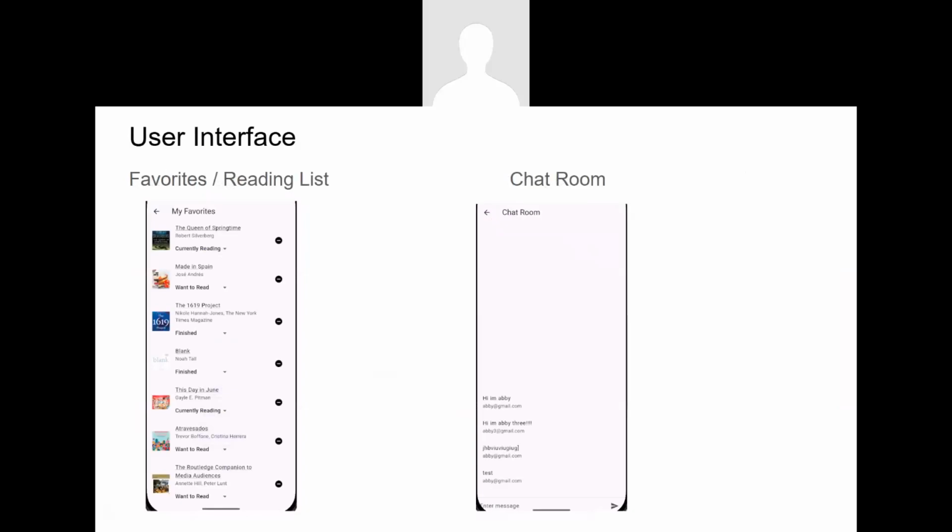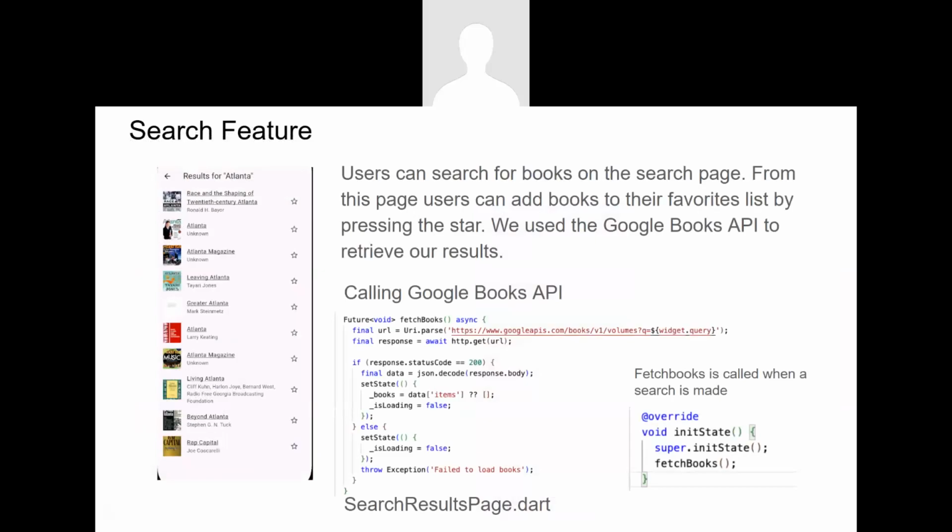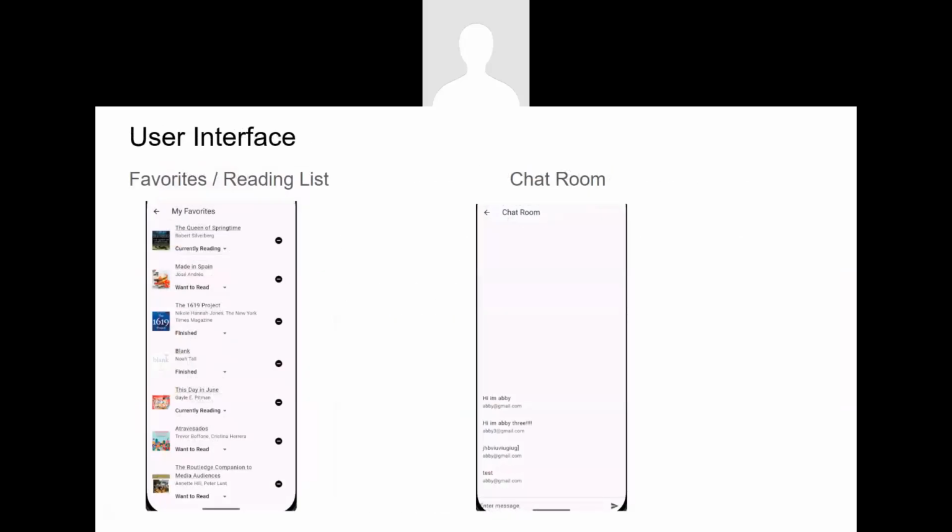So on your favorites/reading list, you can select from the search results. You can press the star on the right-hand side, and that'll add books that you like to your favorites list. And on your favorites list, you can click on them to view more information about the book. And you can also choose what your status is when reading the book. So if you're currently reading, if you want to read, or if you're finished, you can add that information. And you can also remove things from your favorites.